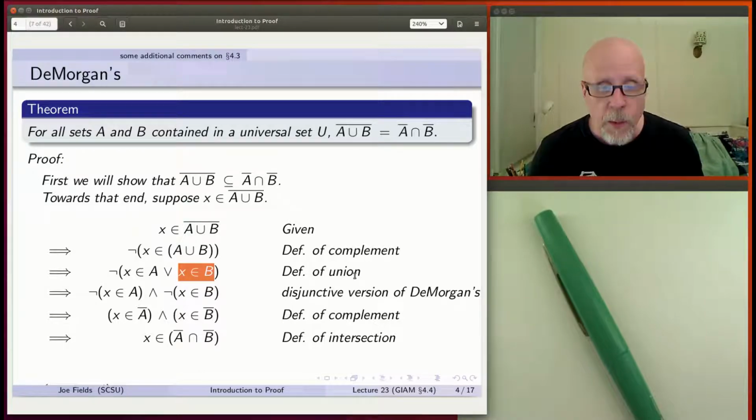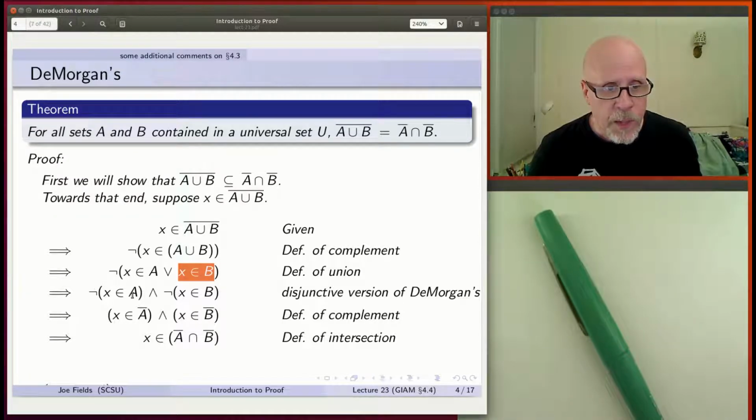All right, so then what actually makes this argument work is that we already know DeMorgan's law applies in logic. So this is the disjunctive form of DeMorgan's law. I'm negating a disjunction, so I get the negation of two things with a conjunction in between them. Right? Okay, where do we go from there?